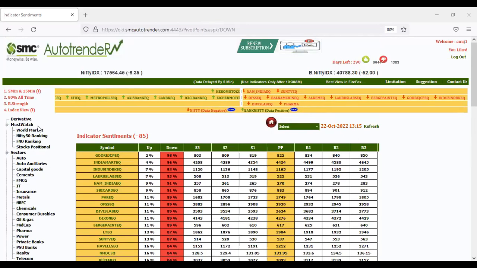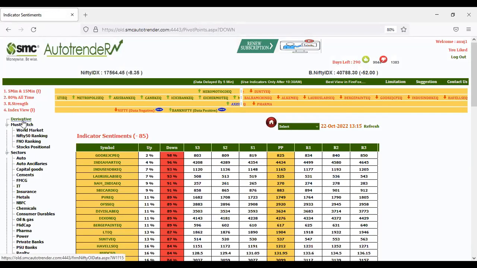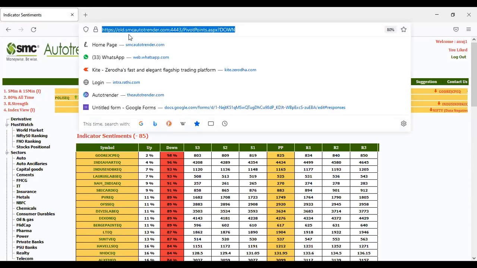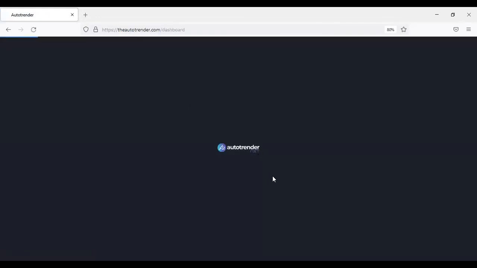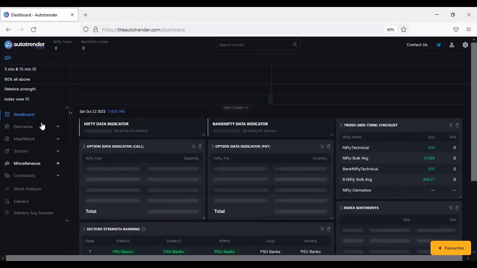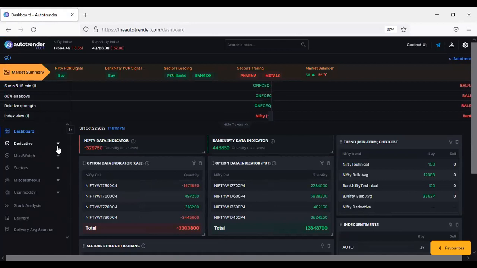Now coming on to some of the advanced level tabs, as you can see in the newer version. I'll quickly check on the newer version as well, or if you give me some time, I will show you directly on the newer version. So this is how our newer version looks. It is easy to navigate. I'll quickly show the navigation also.